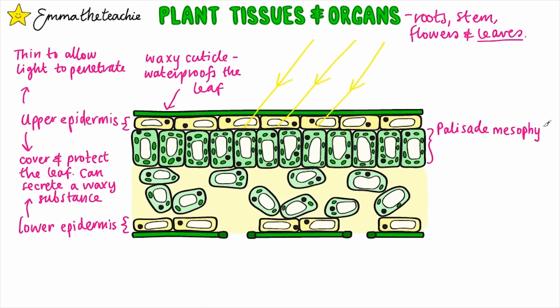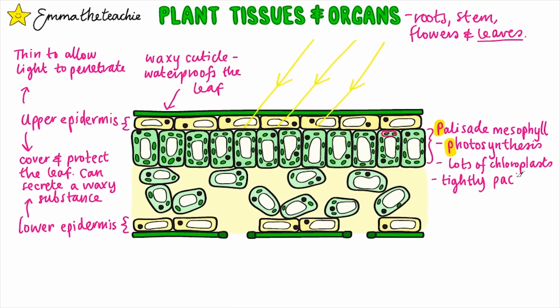The next layer is the palisade mesophyll. This tissue is responsible for photosynthesis. You can remember it by P for palisade as P for photosynthesis. To carry out this function, it has lots of chloroplasts, and these contain chlorophyll to absorb the light for photosynthesis. This tissue is tightly packed, and this maximizes the amount of light that gets absorbed for photosynthesis.